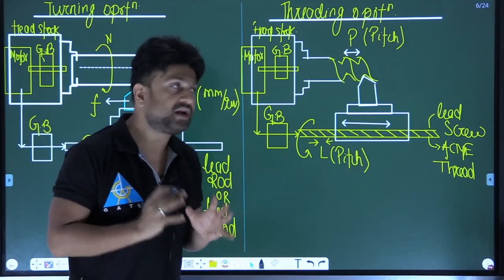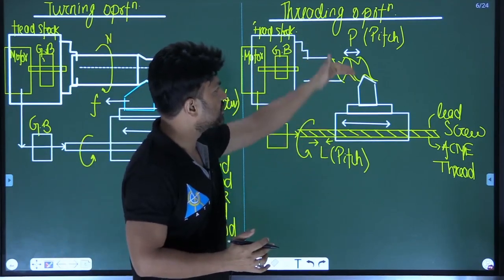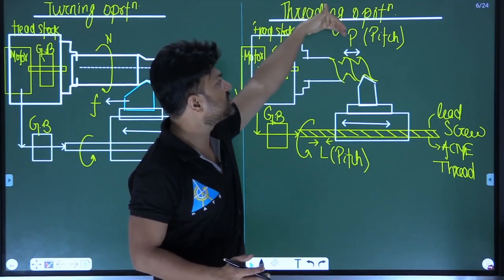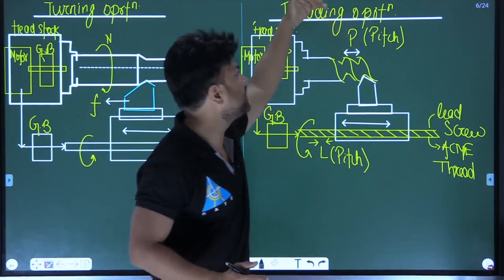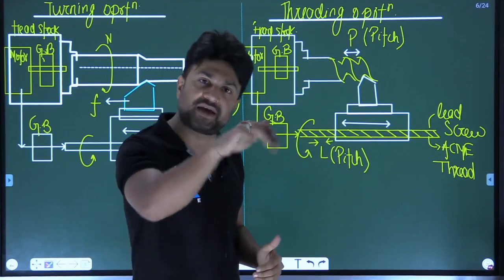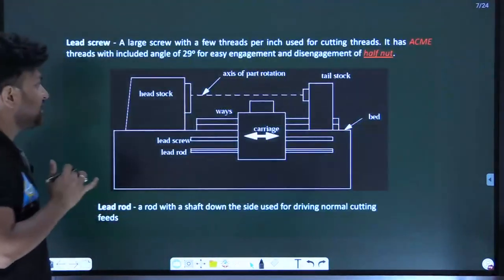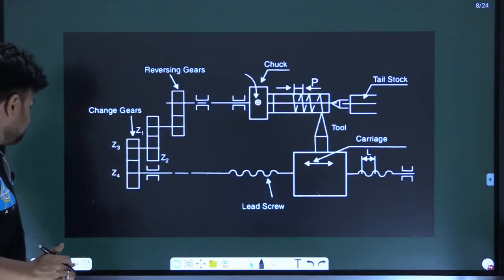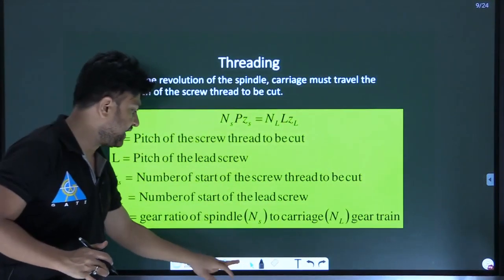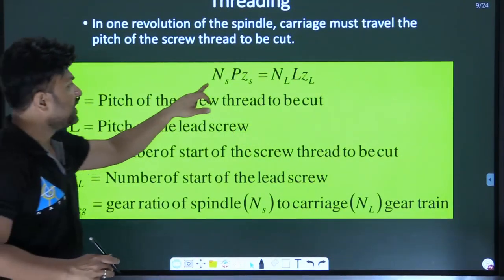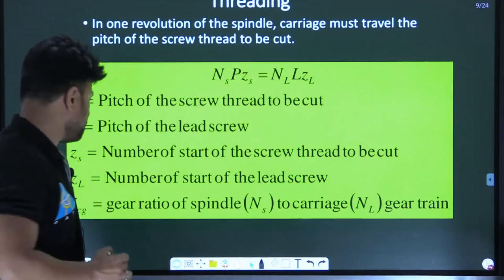Now, how can you synchronize this? How can you decide which type of pitch, how much pitch should be cut on a desired workpiece? The desired pitch on a workpiece is set by a relation, and that relation is this, my dear. What is that relation? NS. NS is the RPM of the workpiece.